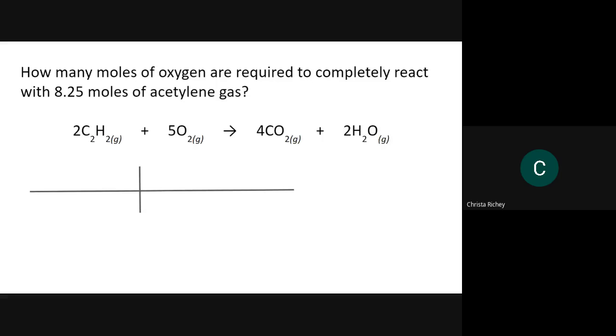All right, how many moles of oxygen are required to completely react with 8.25 moles of acetylene gas? Okay, so here's oxygen. Here's the acetylene gas. They are both reactants, which is why I know that is the acetylene gas.